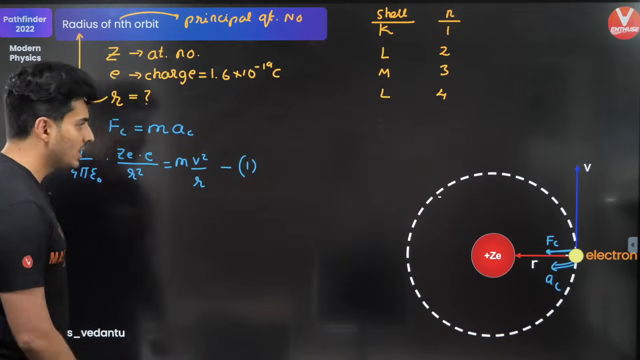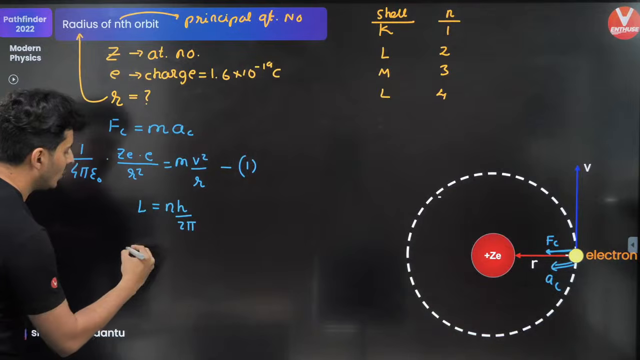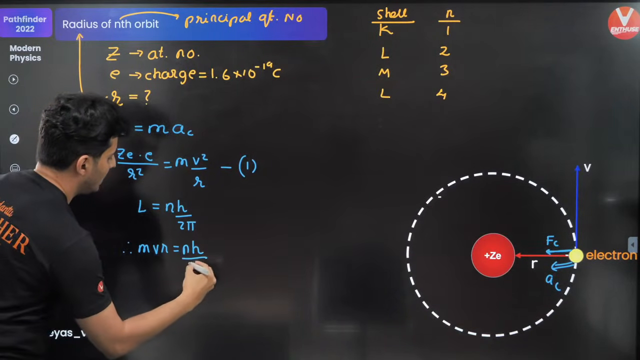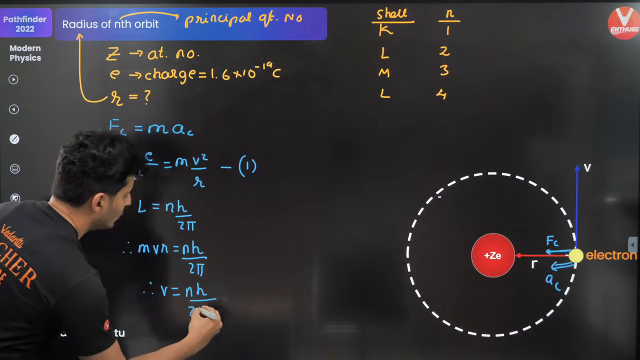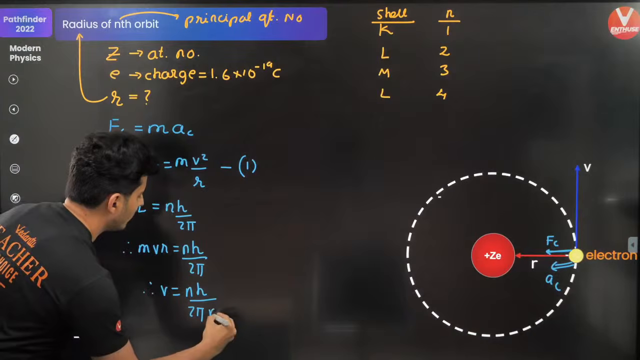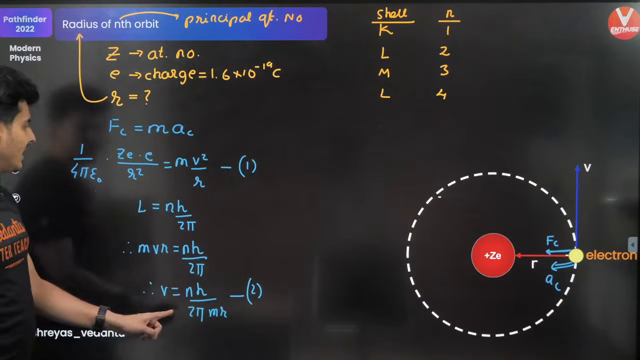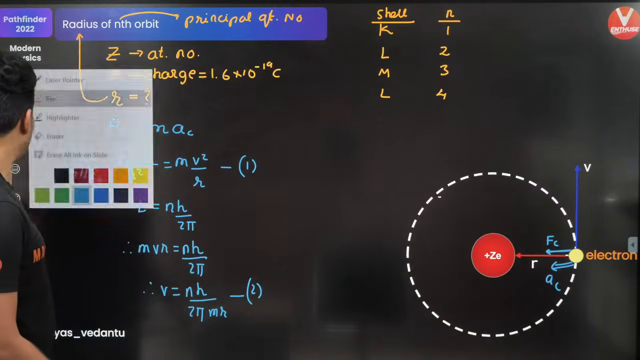And the second equation is L is equal to nh by 2 pi. So therefore mvr is equal to nh by 2 pi. Therefore v is equal to nh by 2 pi, with m and r coming over here. That's it. This is your second equation. From the second, put the value of v from here to here. Can you see that?